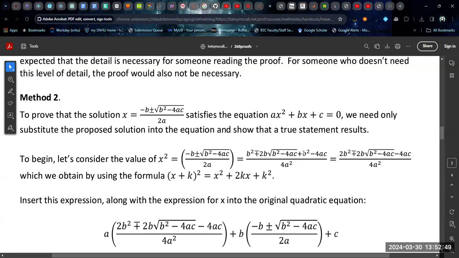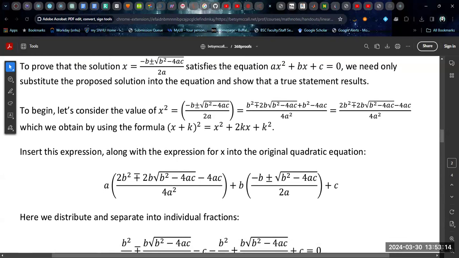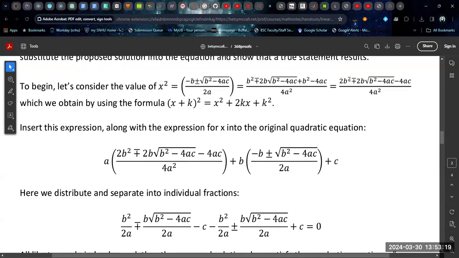My b squareds combine to give me 2b squared. And I can reduce this a little bit. You can see there is a 2 and a 2 and a 4. I can factor out a 2 and reduce this if I wanted to. And now I can substitute into my equation a times my x squared and b times my original x plus c.